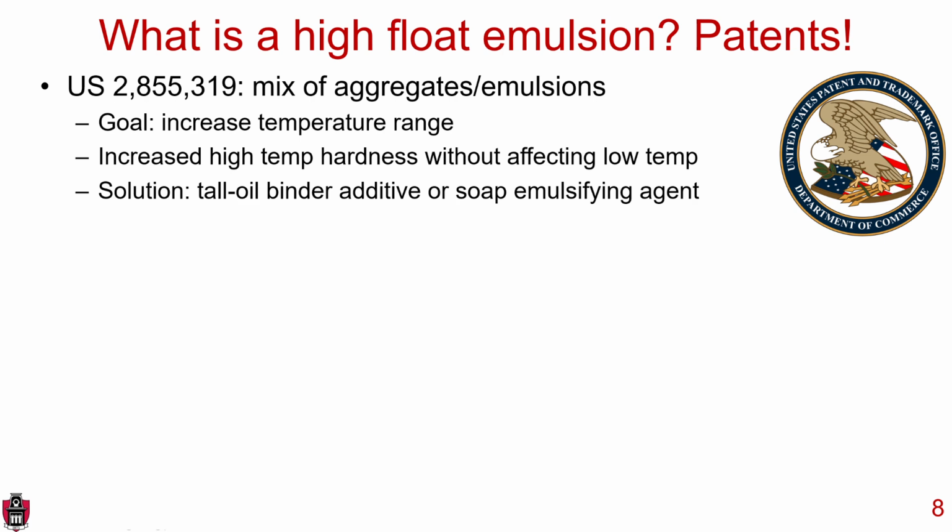And the goal is to increase the temperature range, specifically increasing the high temperature hardness without affecting low temperatures. So that second sub-bullet there is the first main takeaway of high float emulsions. We're really only talking about modifying the high temperature performance, not the low temperature performance. And the solution in this patent was a tall oil binder additive that you can either put into the asphalt binder before making the emulsion, or you can put it in the soap solution when you make the asphalt emulsion. So that is the first patent.